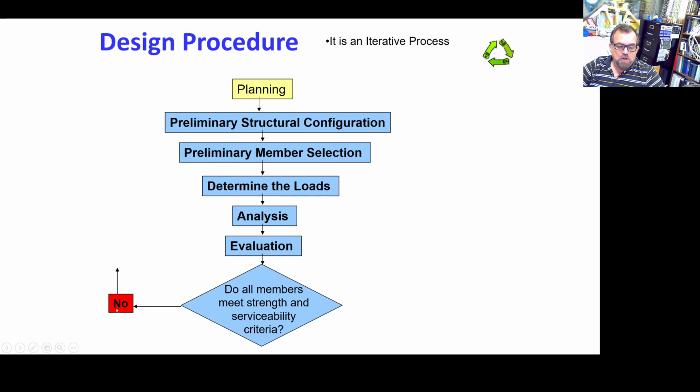And if they don't, wait a second, do you know what serviceability means? Well, you should know what serviceability means, but for now, let's keep that over there, and I'm going to explain that after this. So if the members do not meet the strength and serviceability, what do we do?